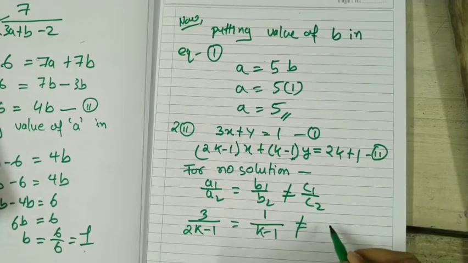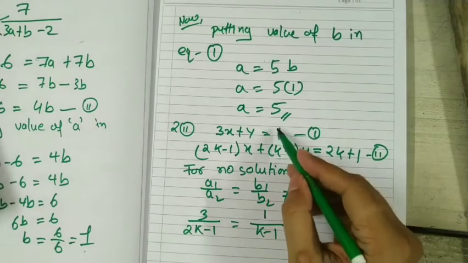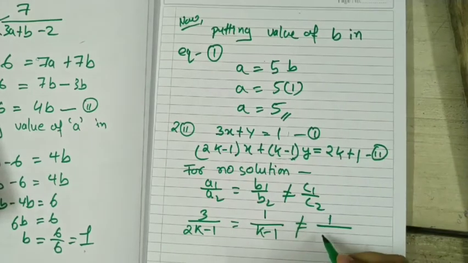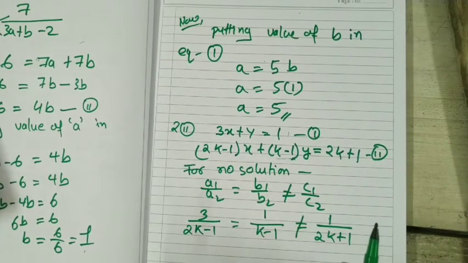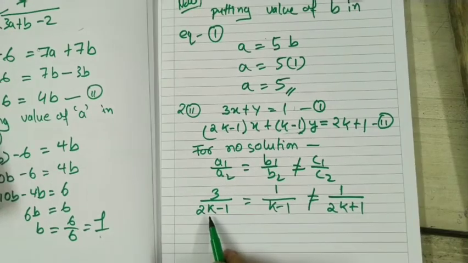Now this is not equal to c1 by c2. So c1 is given as 1, and c2 is given as 2k plus 1. So what is the unknown value here? k is the unknown value. We have to find the value of k here.